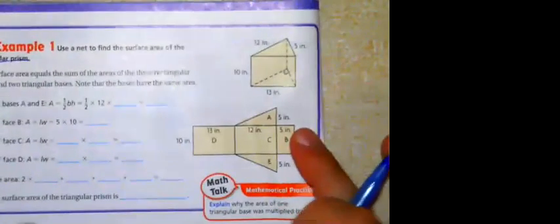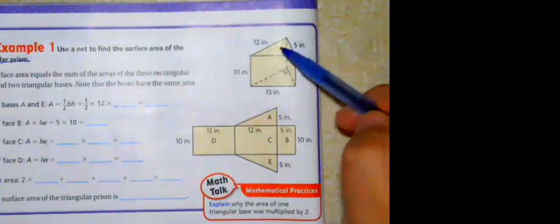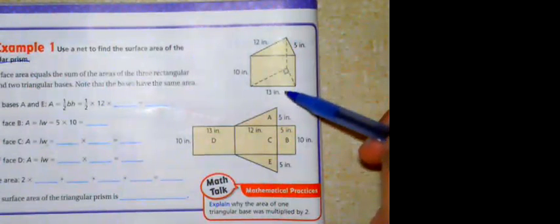So all that has changed now is instead of a rectangular prism, we have a triangular prism. So we're still going to use what we know. We still have faces. Instead of it being all rectangles or squares, now they're triangles. So we have the bases A and E. It's still the same formula. Area of a triangle, the triangle area equals 1/2 base times height.